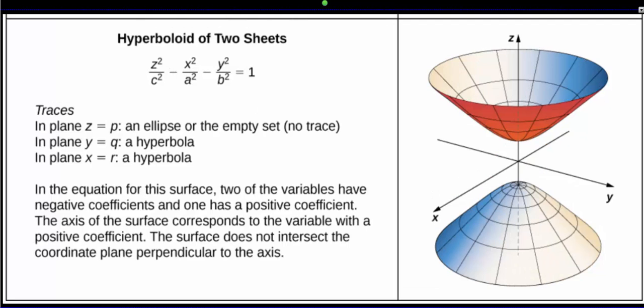Now let's go on over. Now notice the hyperboloid of two sheets. There are two negative terms, right? See what that looks like. Okay. Hyperboloid of two sheets. They look very similar.